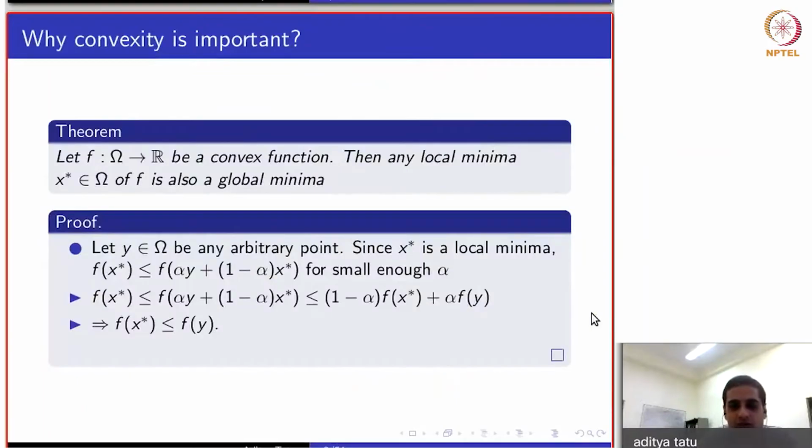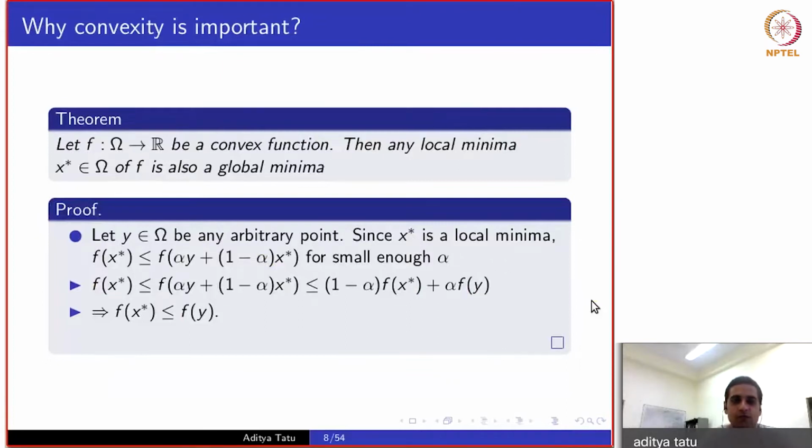Okay, now why is this important for optimization? Importance is basically due to this theorem. Let us say your objective function that you're trying to minimize is a convex function. Then any local minima, let's call it x star of f, is also a global minima.